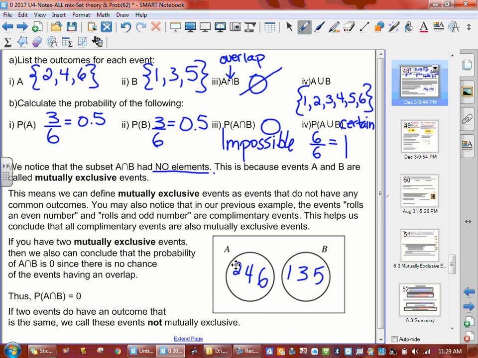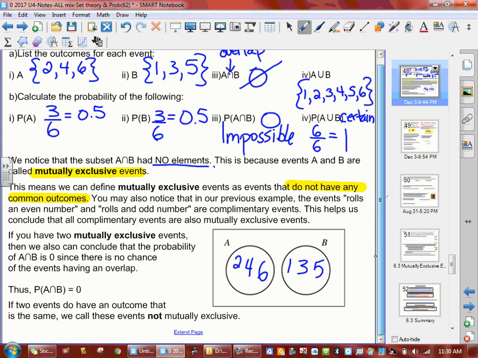And that's because we now have a new definition. They're called mutually exclusive events. Mutually exclusive events do not have an overlap. That means they do not have any common outcomes. Nothing about them is the same at all. So, rolls an even number, rolls an odd number, they are mutually exclusive events. They are also complementary events. Change that I there to an E, complementary, it's different. Right here, they are complementary events.